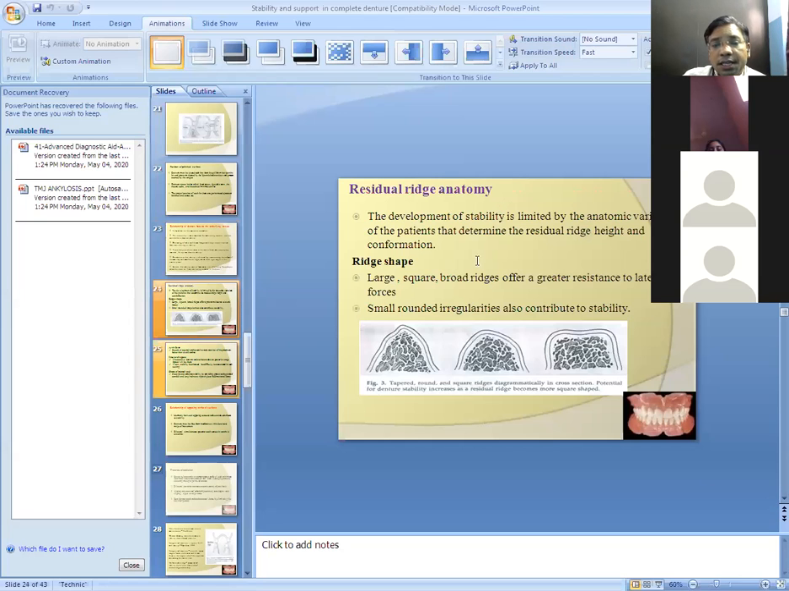Ridge anatomy: a large, square, broad ridge offers greater resistance to lateral displacement. That means if the ridge is bulky and thick, the lateral and rotational forces applied on both sides, buccally and lingually, are minimized. In a large, square, broad ridge, the stability is maximum. While if the ridge is small, there is less surface area. The more the surface area, the more the stability. That is the ridge anatomy relationship to stability.